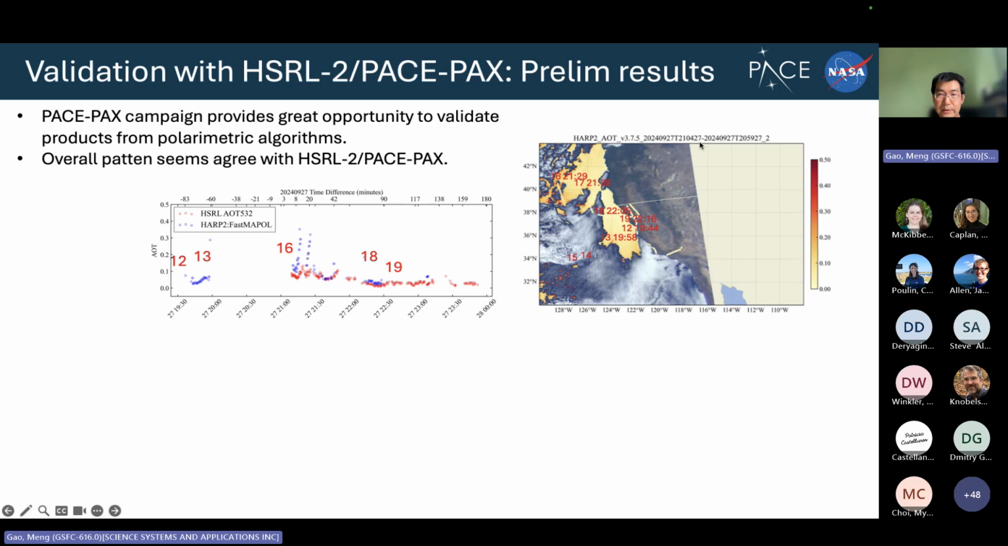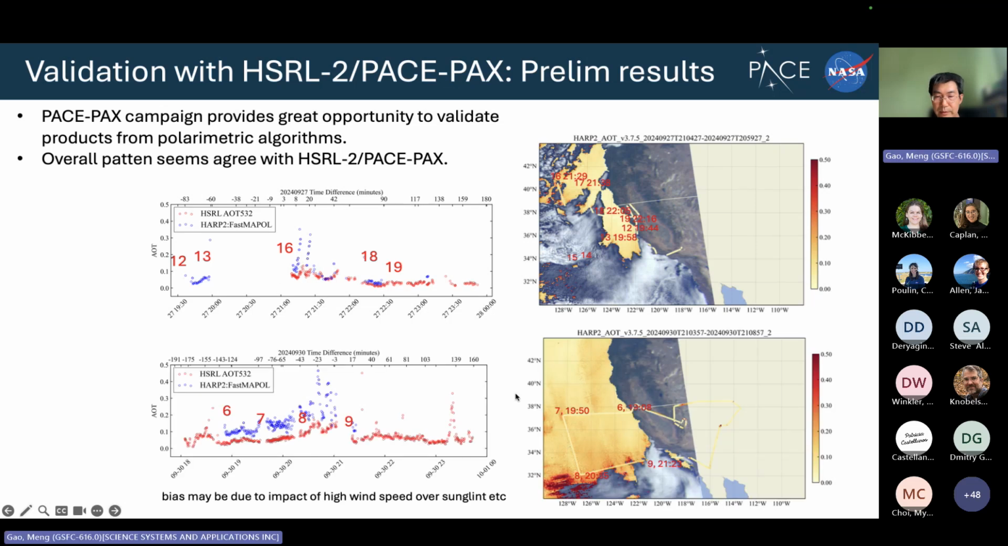So I'll show you some validations. There is one example from the PACE-PAX. We compare with the lidar, the HSRL, on one of the days. And on the right side, I have the flight tracks overlaid with HARP2 AOD retrievals. You can see the flight tracks with the lidar AOD are kind of invisible there. That's because they match each other very well. Here is just the land and cloud. You can see they match each other very well, except on the cloud edge.